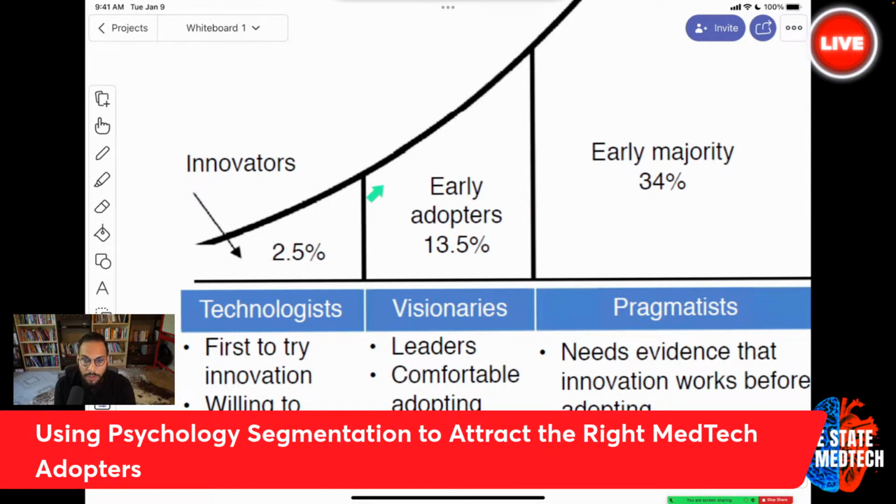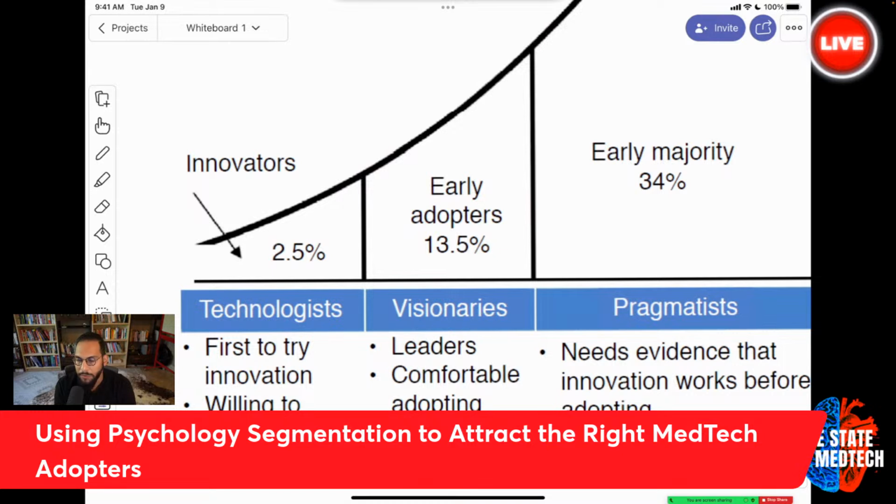Could you have somebody who fits both these areas? Yeah, absolutely. I've dealt with surgeons who adopted something very early on. They're technologists, but then as they've grown with the company, they've evolved into an early adopter, right? And by early adopter, I mean somebody who's a visionary.